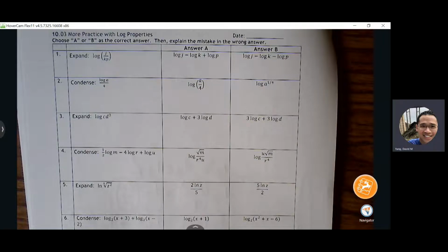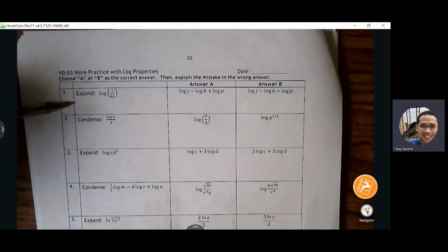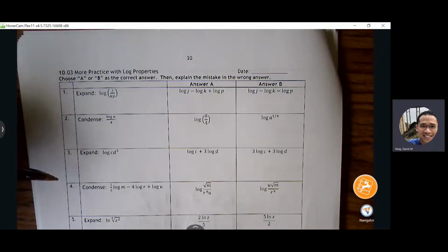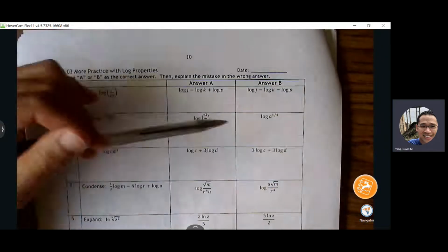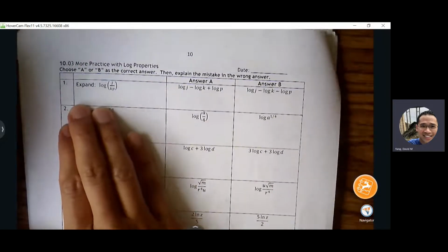Does anybody still need this page? So you're just condensing and expanding on the next page. You're going to expand, put your answer below, and then check which answer matches yours, which one is the correct one. We don't have to go through the trouble of explaining the mistake on the wrong answers. Let's just identify the correct one.